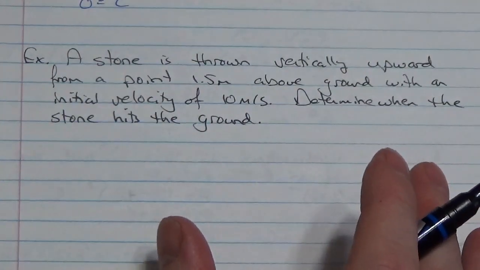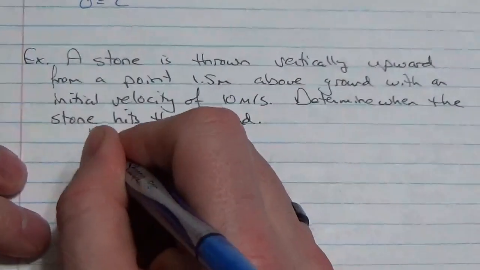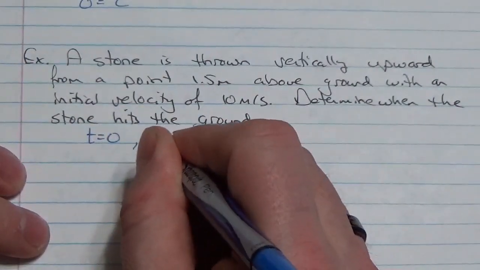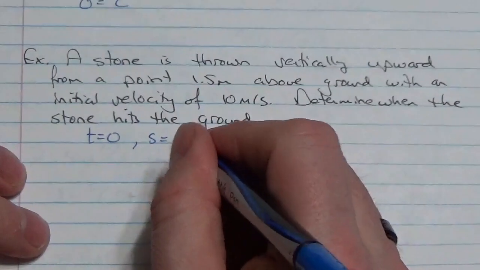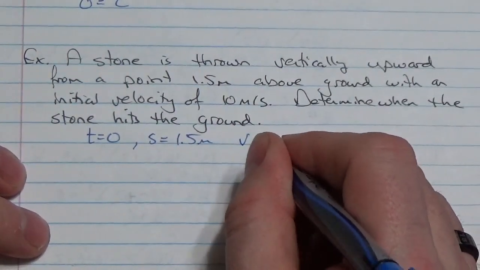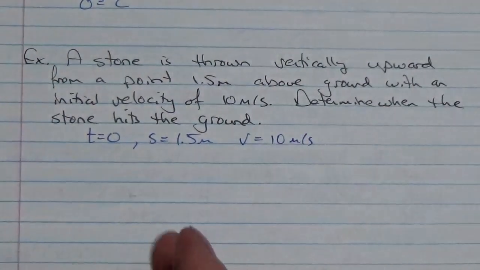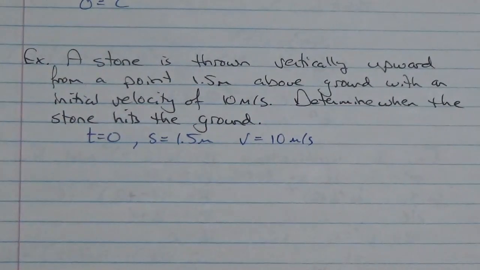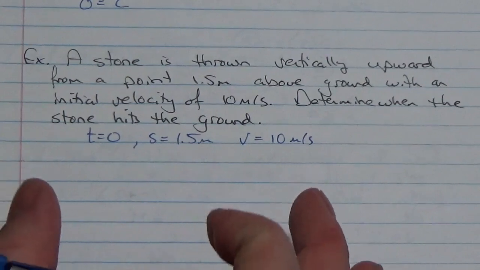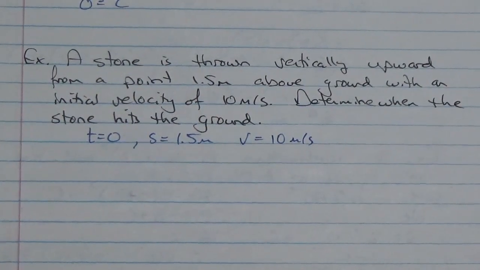So bear in mind what's going on here, without even reading what the question's asking. When t is equal to 0, this stone is 1.5 meters above the ground, and it's got a positive velocity of 10 meters per second. Basically I'm giving you some initial conditions here, which should be enough to clue you in that I'm giving you some boundary conditions. Now the question is asking, determine when the stone hits the ground.